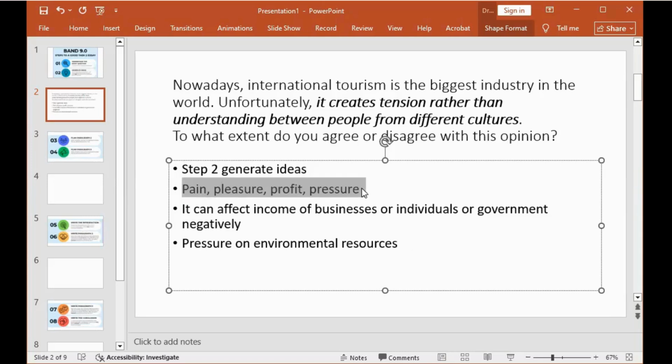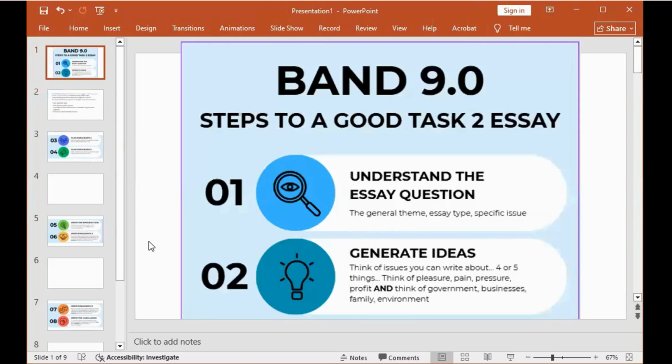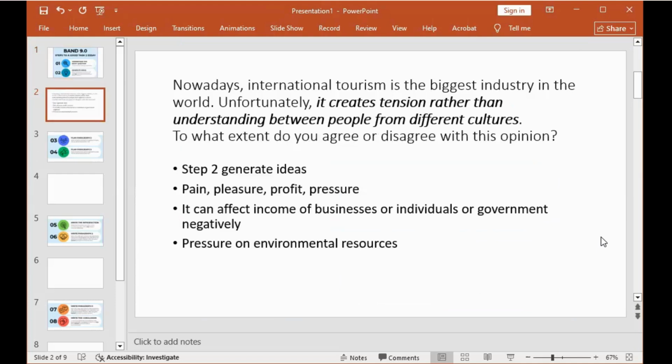So I can look at it from that angle. Another reason I can bring up is the issue of pressure on environmental resources. Okay. Then what else can we look at? Look at it again. Pain. Pain basically means somebody is doing something that is causing another person pain. That's the meaning of pain. So I can look at my essay question and say, okay, can pain fit into this? So tell me, can it?